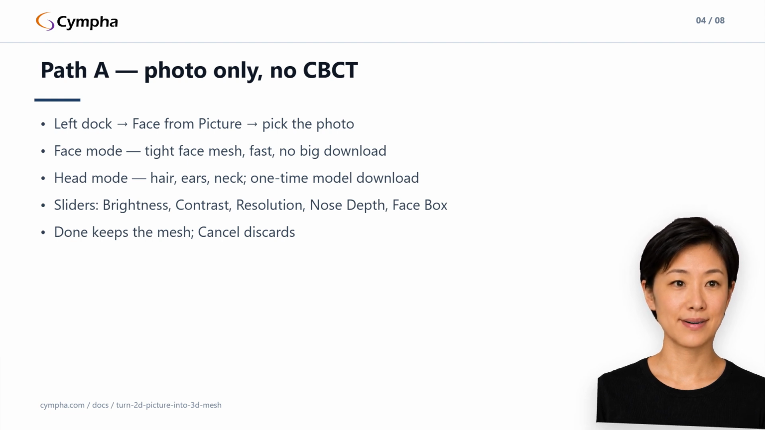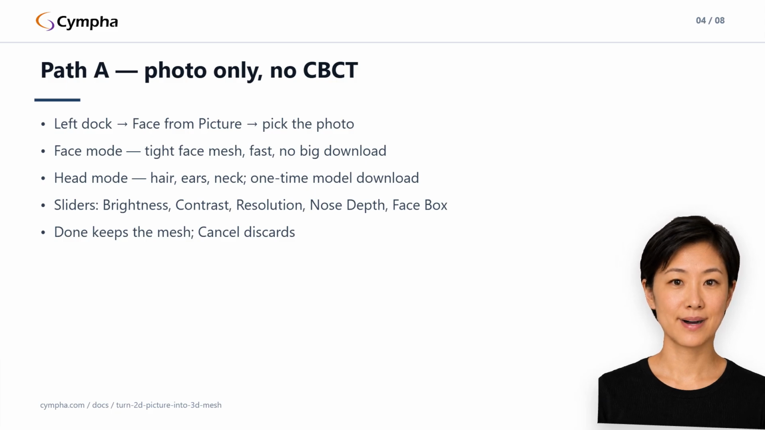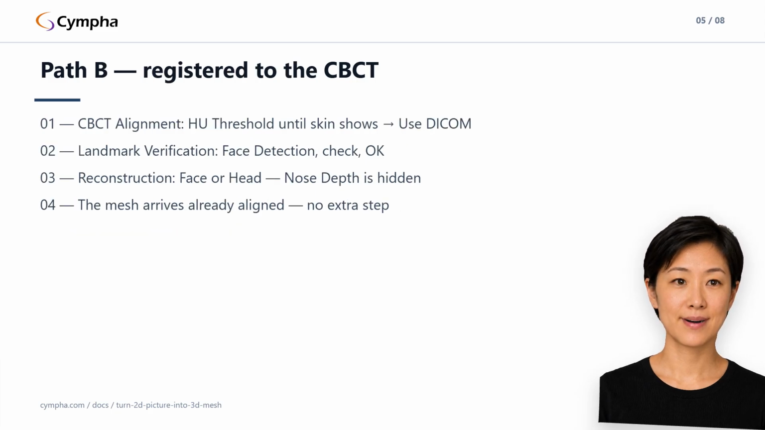Path B: a CBCT is already loaded when you click Face from Picture. Studio inserts two extra steps so the face lands in the volume's coordinate frame. First, CBCT alignment. Drag the HU threshold slider until the skin surface is visible in the 3D view, head and portrait orientation, then click Use DICOM to detect landmarks on the volume and align to them. Skip falls back to the photo-only pipeline, Cancel aborts.